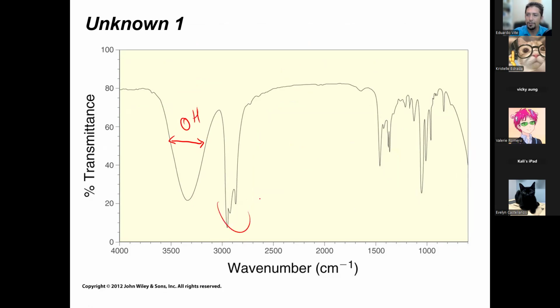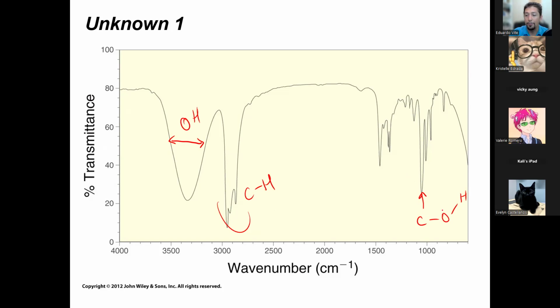What are these? We should know by now right away. What are these right here? They're around 3000. They're everywhere. CH stretches. That's right. Everything else, we can't really make a claim, right? You can kind of say this one right here might be a carbon-oxygen where your alcohol is connected, but we don't know, right?